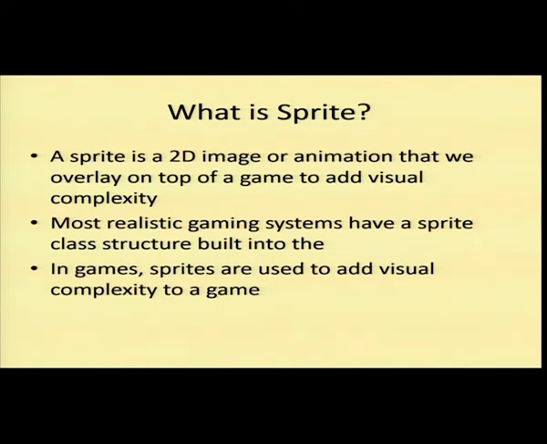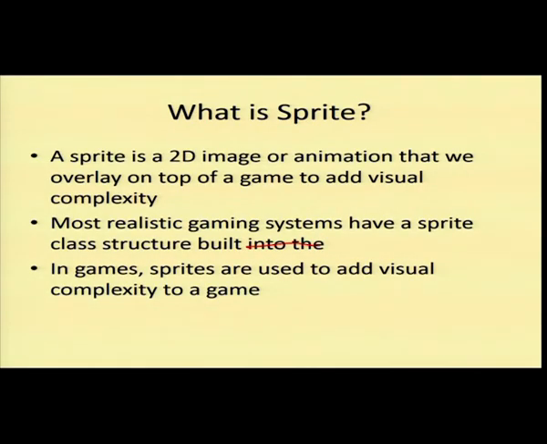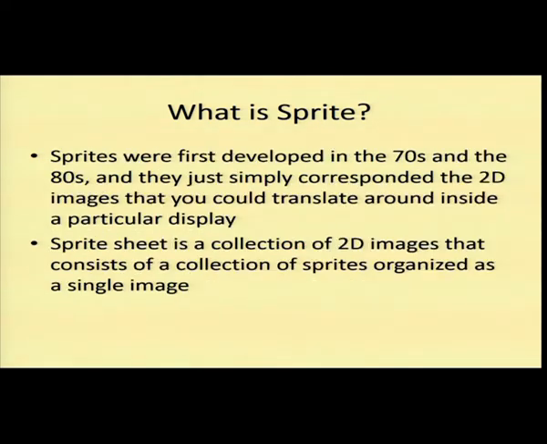Now, the next concept is about the sprite class. What is a sprite? A sprite is a 2D image or animation that overlays on top of the game to add visual complexity. Most realistic gaming systems have a sprite class structure built in, and in games the sprites are used to add visual complexity to a game.